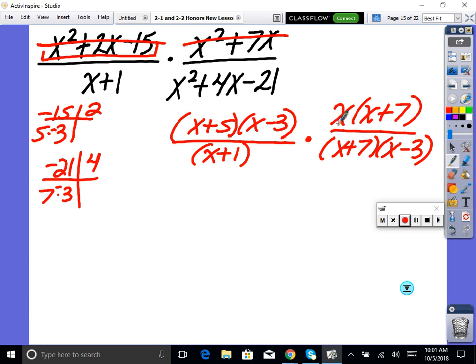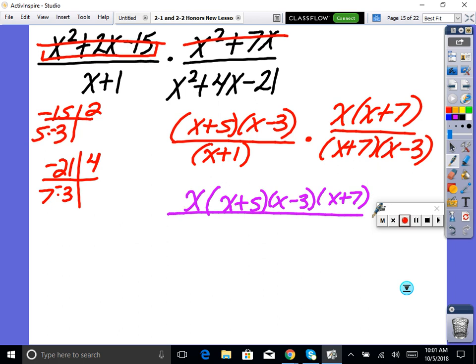I put x's in front because it's prettier. So I have x, I have an x plus 5, I have an x minus 3 on top, and I also have an x plus 7 on top. Then on bottom, I have an x plus 1, I have an x plus 7, and then an x minus 3. I'm promising you guys, if you were to multiply all that out, you're going to have something so big, and then you're going to be stuck, because you're not going to know how to factor. Does that make sense?